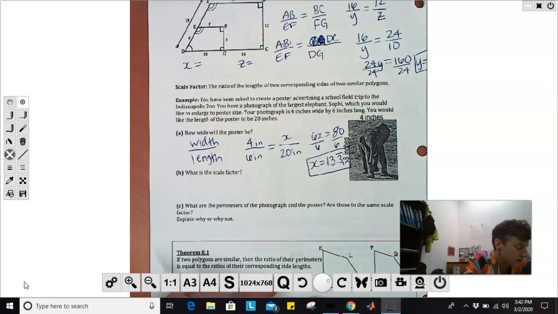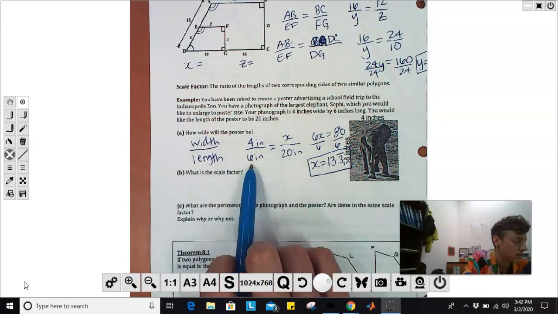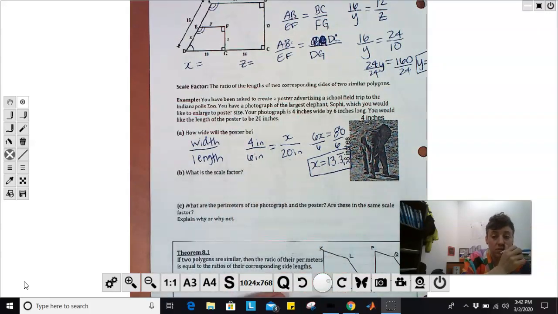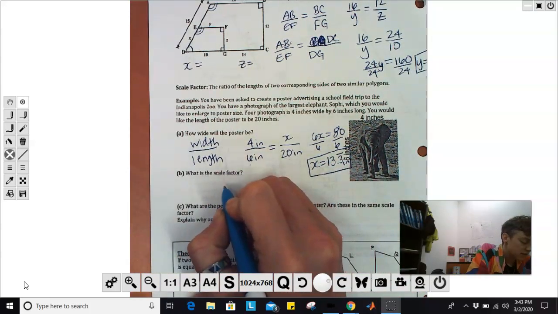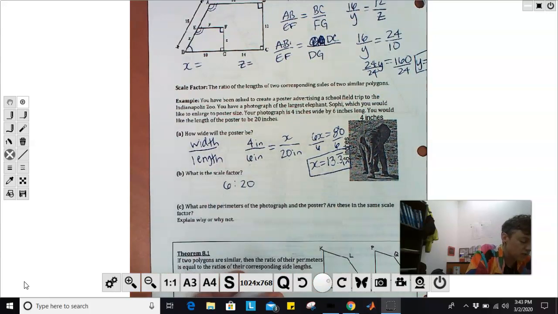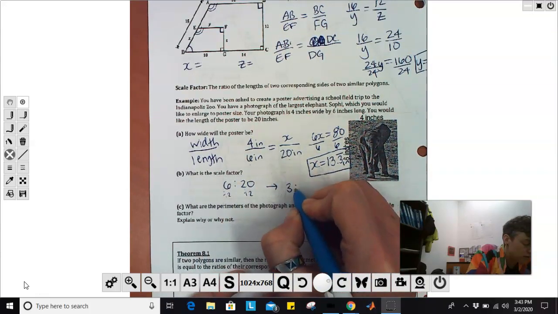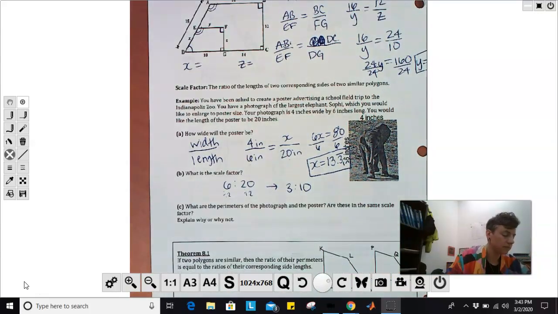What is the scale factor? What does this say again? The scale factor is the ratio of the lengths of 2 corresponding sides of 2 similar polygons. So some corresponding sides. 6 inches in the photograph corresponded to 20 inches in the poster, so those are corresponding sides. So let's say 6 to 20, which we can reduce by dividing both by 2, 3 to 10 is our scale factor.